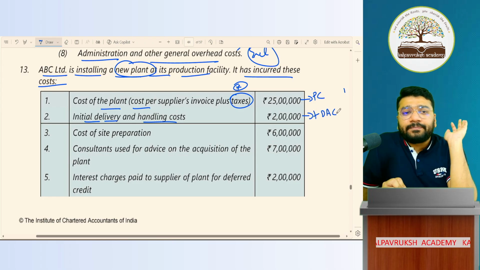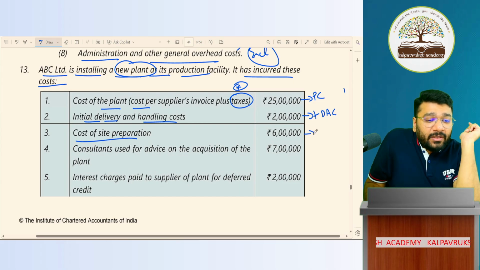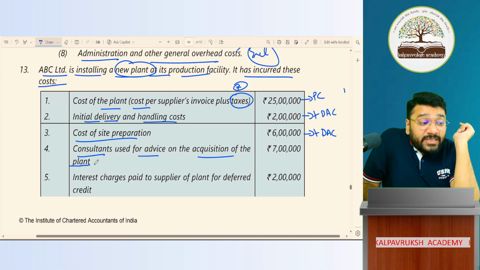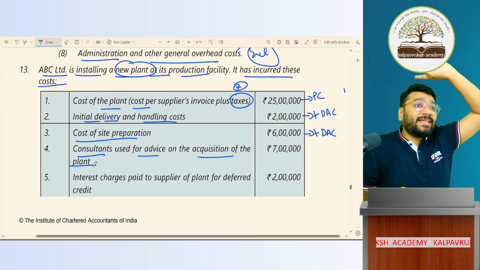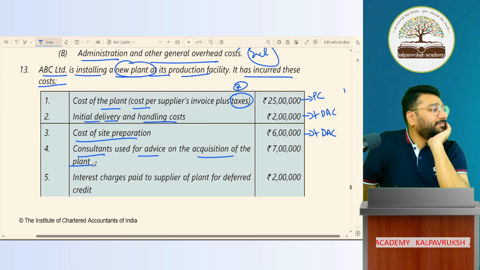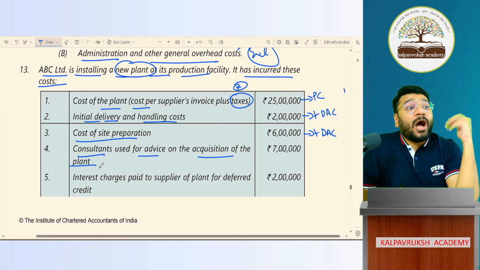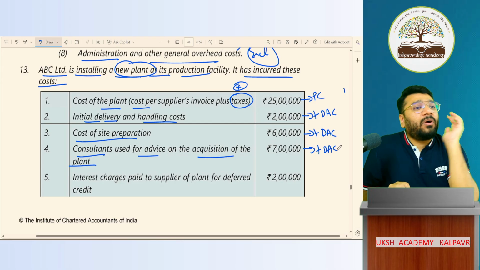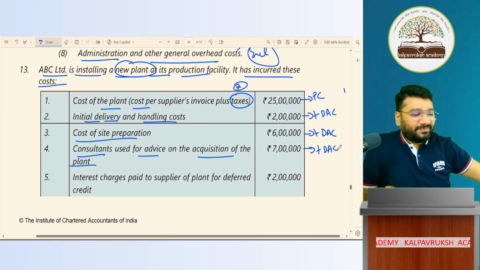This will get added. Cost of site preparation is a part of cost of PPE, plus directly attributable cost. Consultant I've used to get advice on the acquisition of plant. To acquire the plant, I've taken the advice of the consultant, and the agent commission. Whether I should buy this machine, that machine, where to buy, how to buy, all that. It's a part of your directly attributable cost. Without his advice, I cannot buy machinery. So to buy the machinery, this was essential.